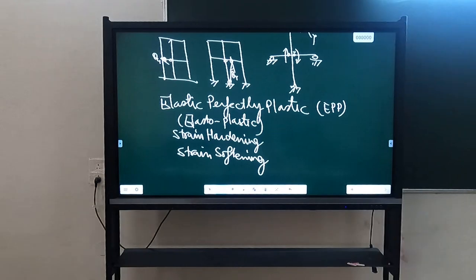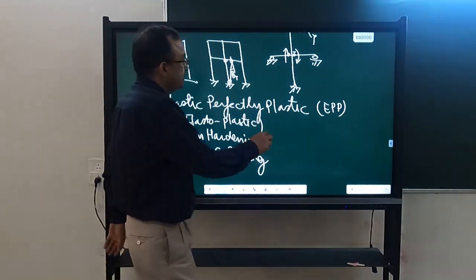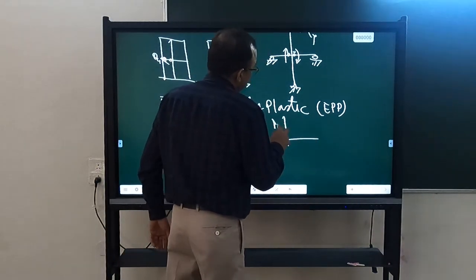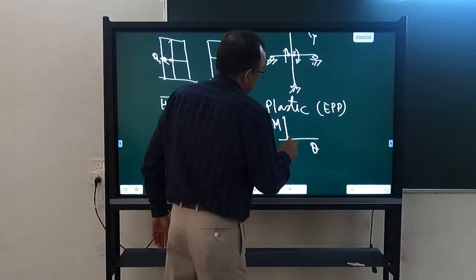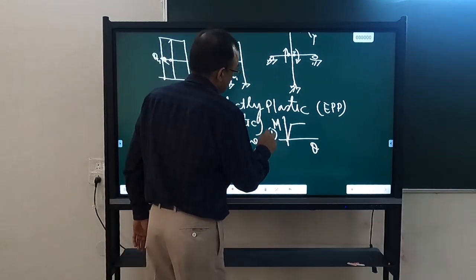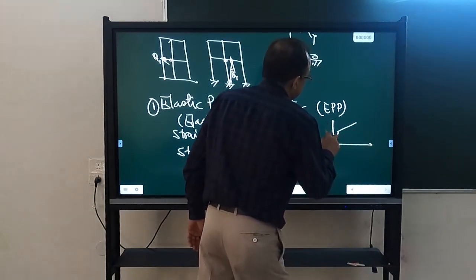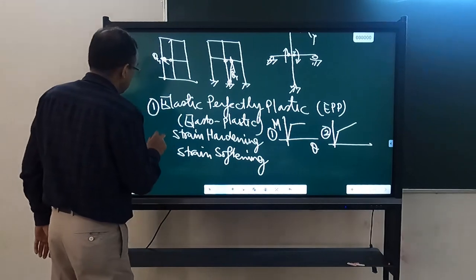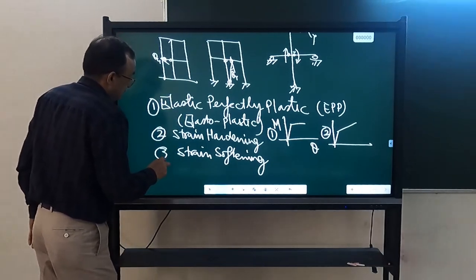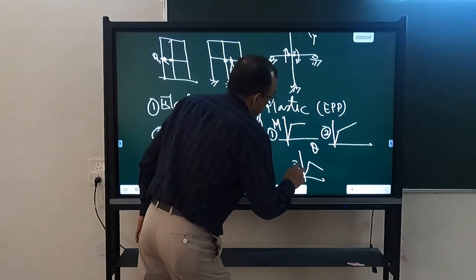So our section can also have either elastic, perfectly plastic behavior, M versus theta. So this is our type one. Okay, it can have behavior like this, this is type 2, and it can have this, this is type 3.